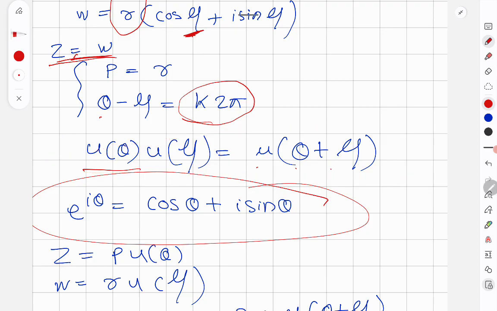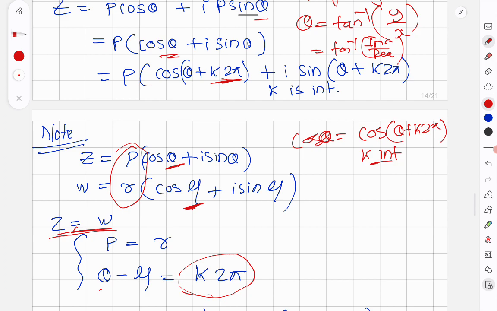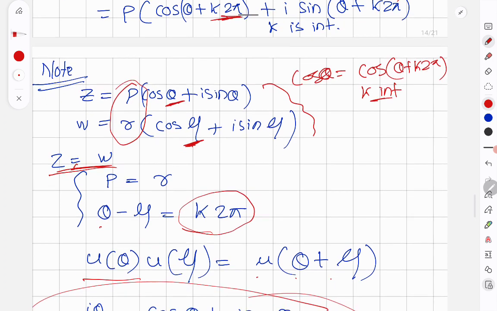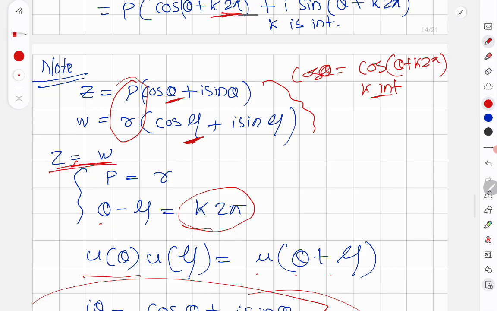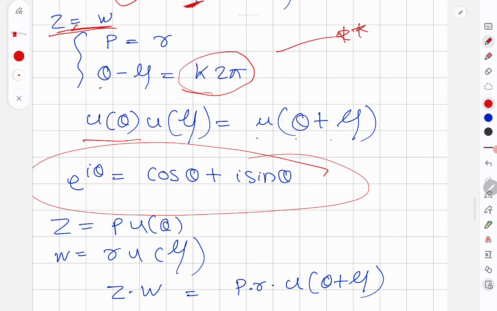If you have two complex numbers and the rho is the same but the theta is different, if they are multiplied, you just need to take one rho and theta plus phi. What is phi? Theta is an angle, and phi is the angle of another complex number. So you have two different complex numbers and you want both of them to be equal. This is the main condition that I want to justify over here.